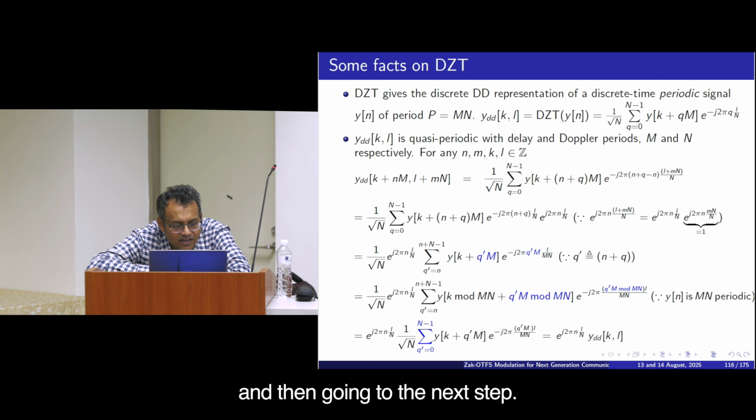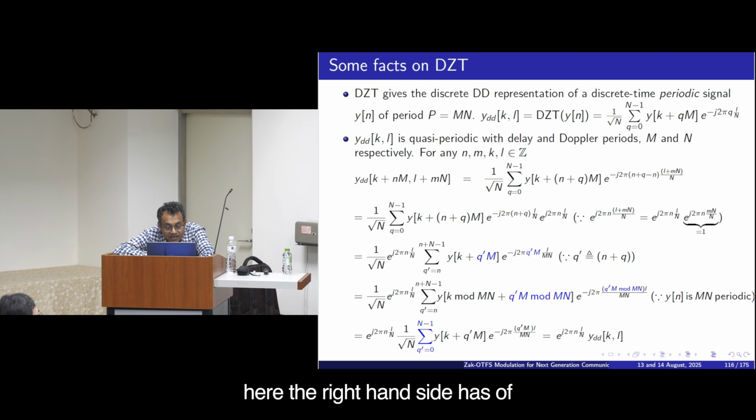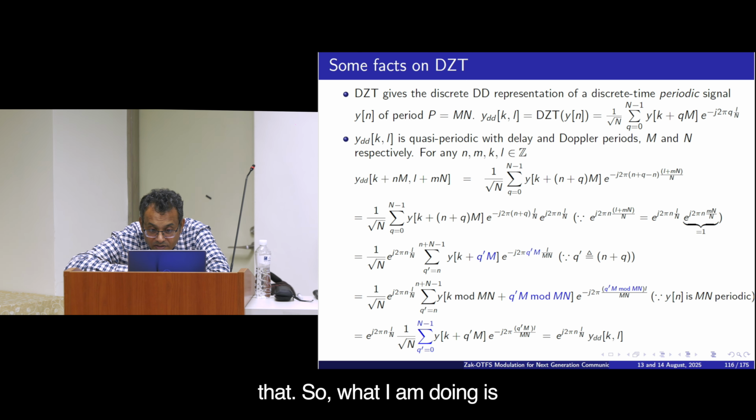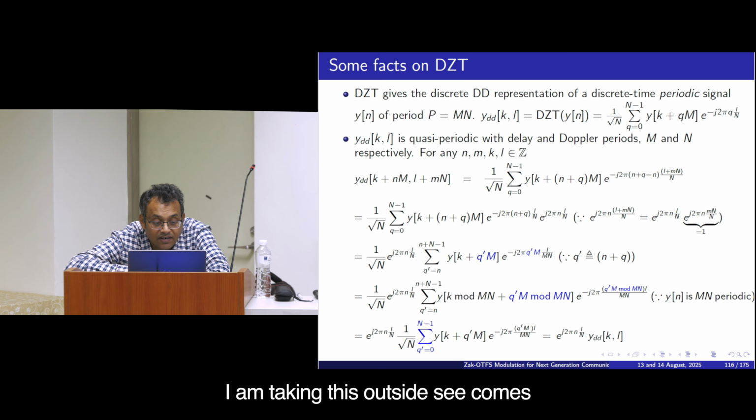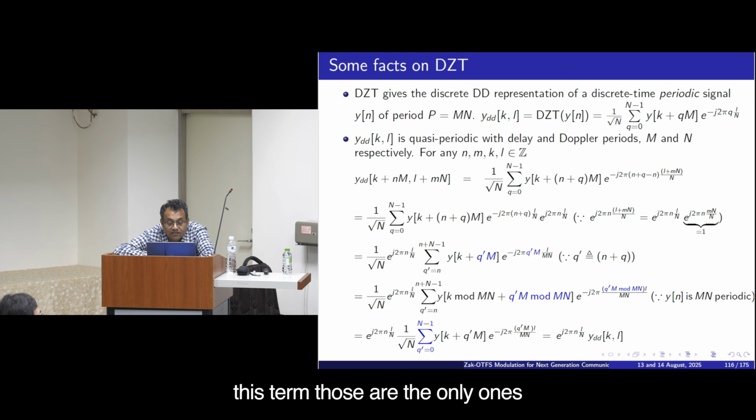And then going to the next step. In the next step, if you see here, the right hand side has, of course, this term, e to the j 2 pi n L by capital N, that does not depend on q. I mean, the summation index is q, it is independent of that. So, what I am doing is taking this outside. What remains is only this and this term, those are the only ones remaining, okay.